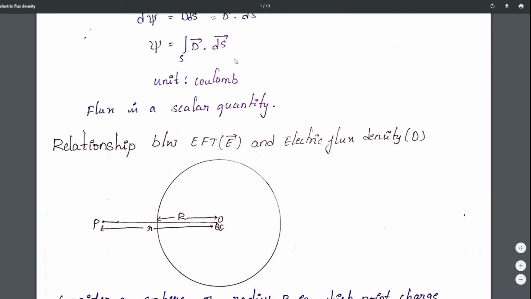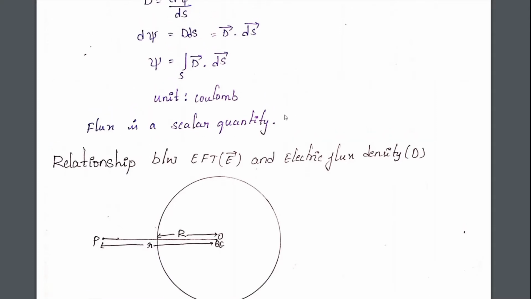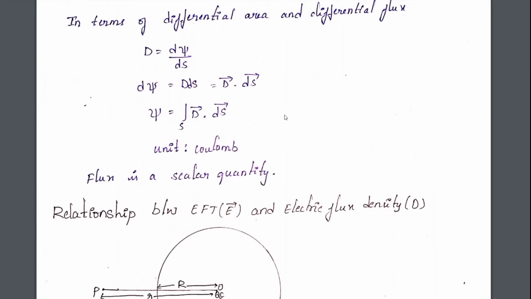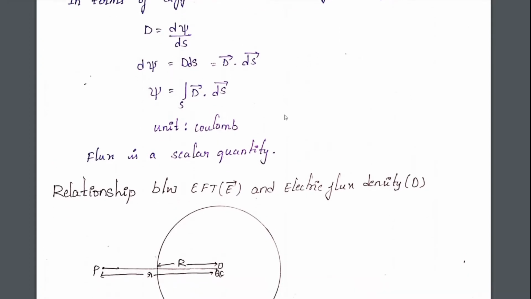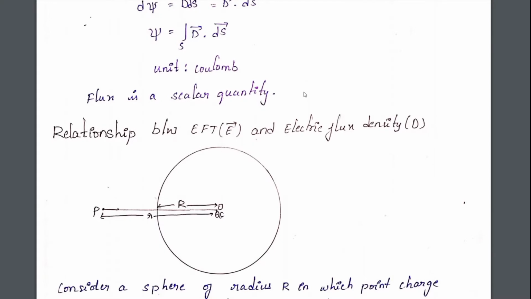So flux is measured in what? Coulombs, and it is a scalar quantity. Understood? So how do you define flux here? Flux is the amount of field that passes through a portion. If you define flux density, it is flux upon area. Flux is denoted by psi and it is equal to charge, so the unit is coulomb. So D is expressed in coulomb per meter square.